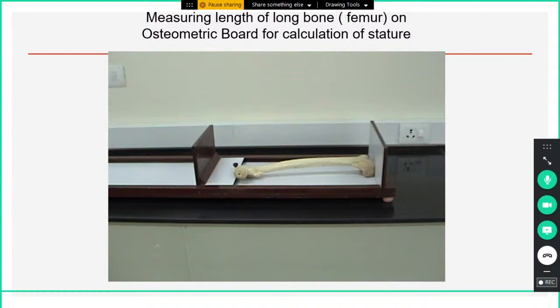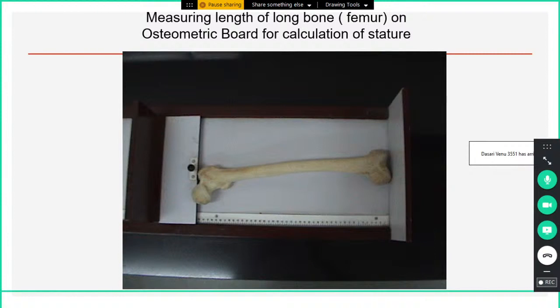This is the osteometric board in which the length of the given bone is measured. This osteometric board has a scale. This is a complete intact bone. Even if you get a broken bone, you can measure the length.